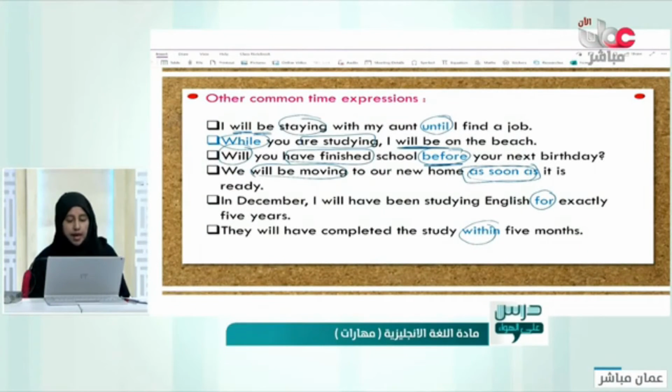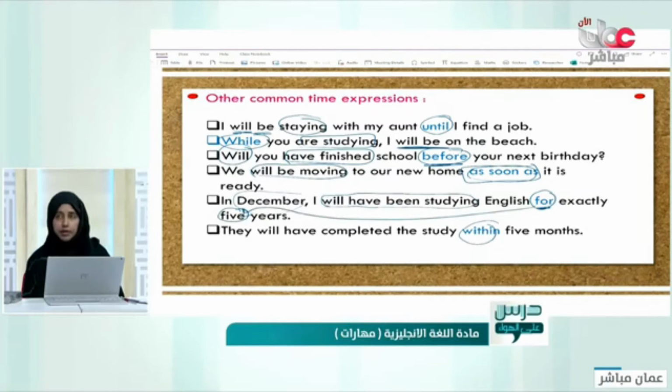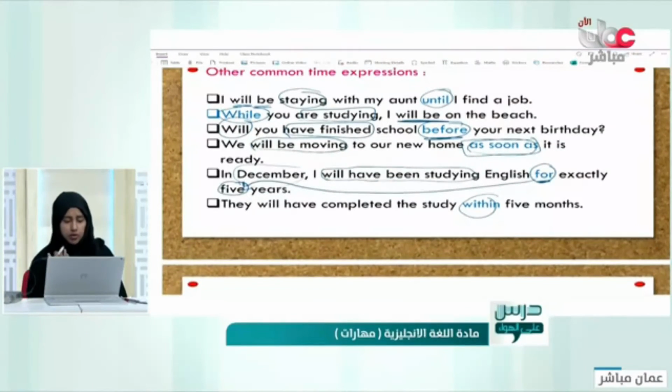In December, I will have been studying English for exactly 5 years. Here we have a specific time, be careful: December. I will have been studying. What is this? Yes, good. Will plus have plus been plus ing. It means future perfect continuous. So, English for exactly 5 years. All of you know that we use for with a specific time or a specific number. Exactly here, for how many years? 5 years. So this is associated with a number: for 4 years, 5 years, 3 years, whatever.